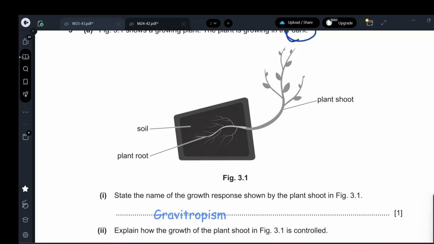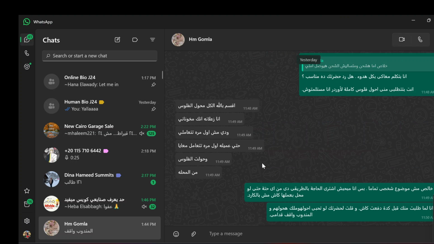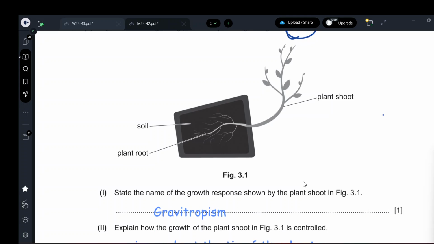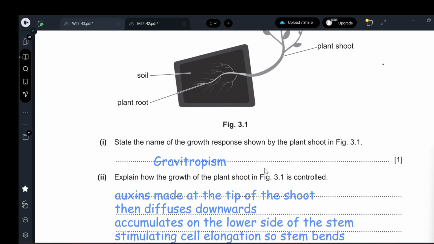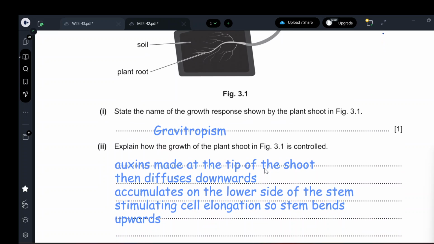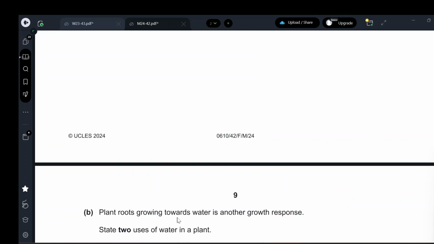Explain how the growth of the plant shoot is controlled. Of course, the growth here is controlled by auxins, which are formed at the tip of the shoot, and then they diffuse downwards. They collect at the lower side of the stem, stimulating the cell elongation so the stem bends upward.